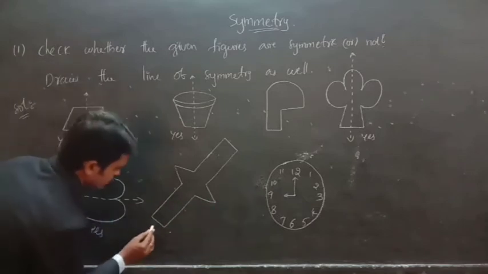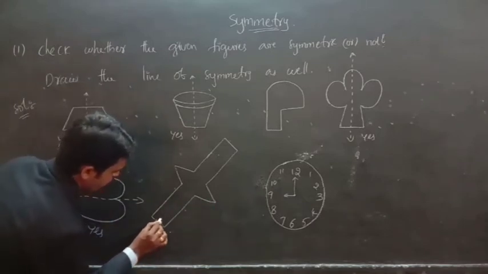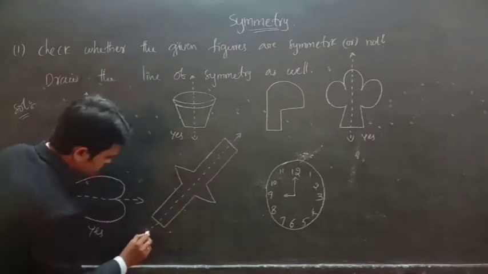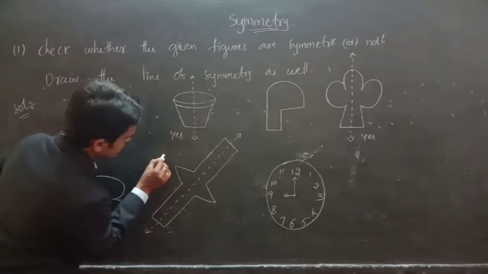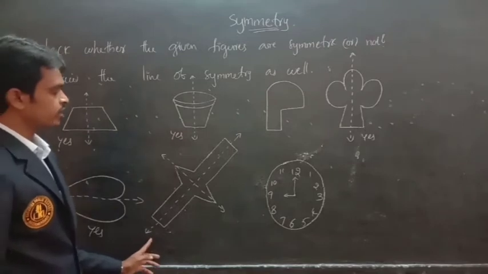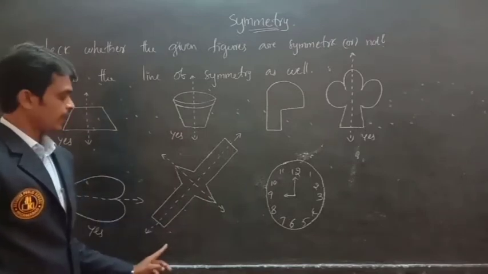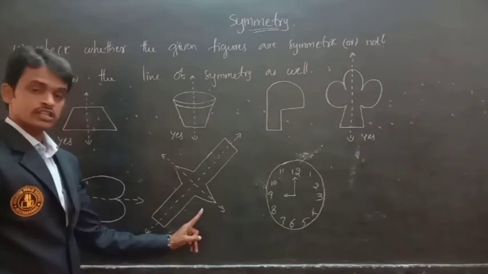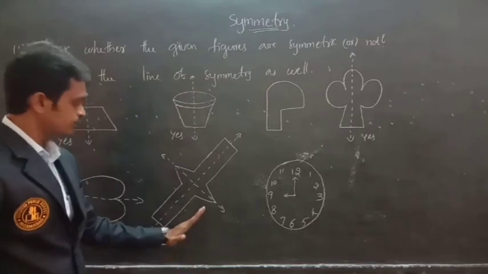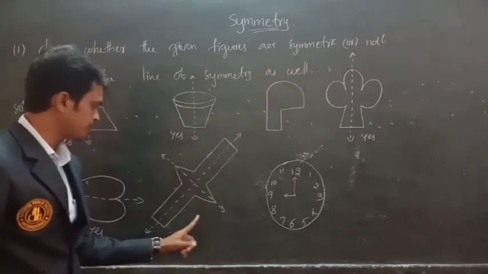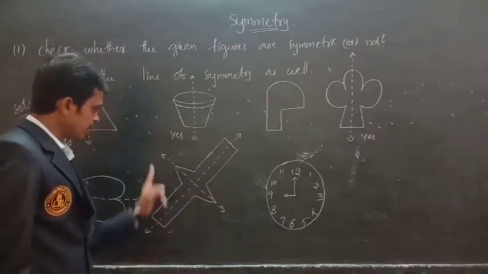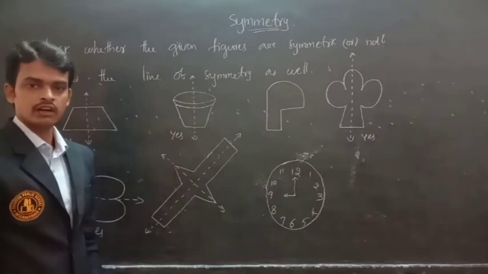See, look at this. Like this we can divide it as a symmetrical figure, and like this also we can divide it as a symmetrical figure. Both horizontal and vertical lines of symmetry divide this figure, so it is a symmetrical figure. We divided this figure with a horizontal line of symmetry and also a vertical line of symmetry.